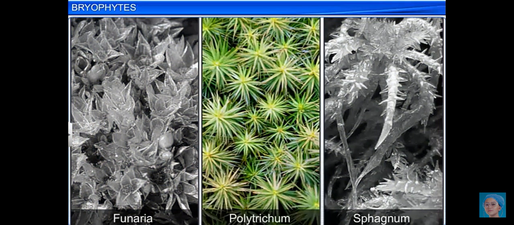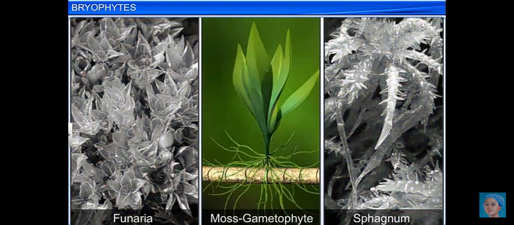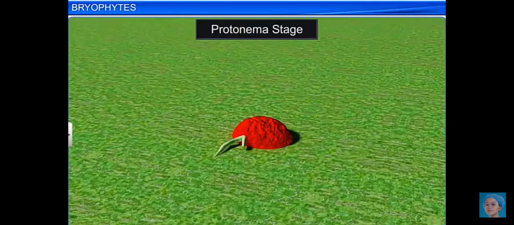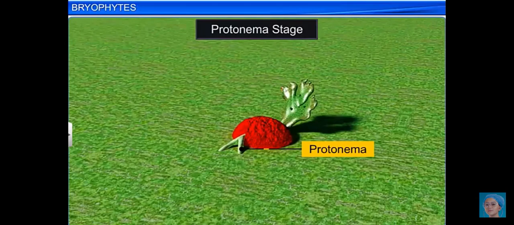Funaria, Polytrichum, and Sphagnum are some common species of moss. A moss undergoes several stages in life, wherein the gametophyte stage is the most predominant one. The gametophyte stage has two substages, protonema and leafy stage. In the protonema stage, the spore develops into a protonema, a thread-like chain of cells. The protonema is creeping, green, branched, and filamentous.